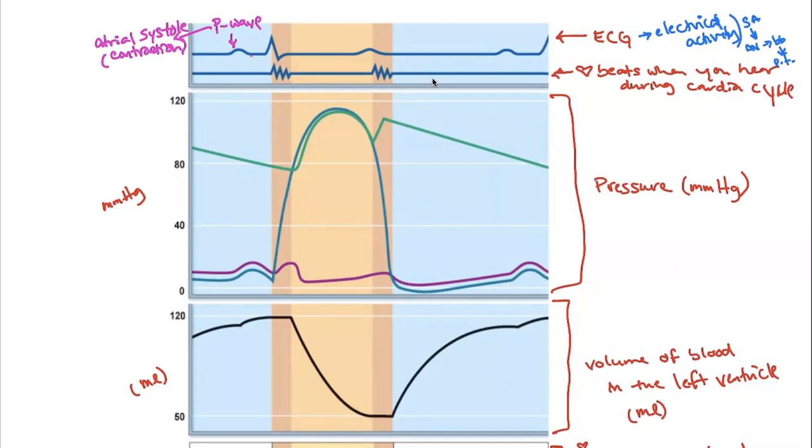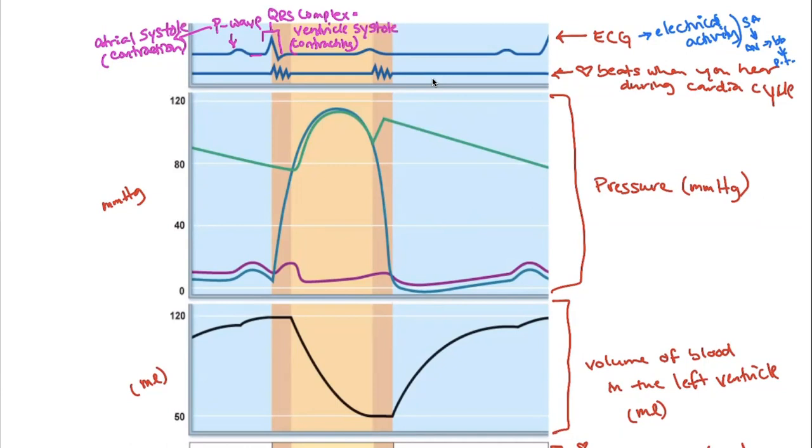Then there's a period of delay here. That is where the electrical signal is pausing at the AV node before it goes down the bundle branches, down the interventricular septum. And then we come to this area right here, referred to as the QRS complex. And that is equivalent to your ventricles contracting. And another way to say that is ventricular systole.